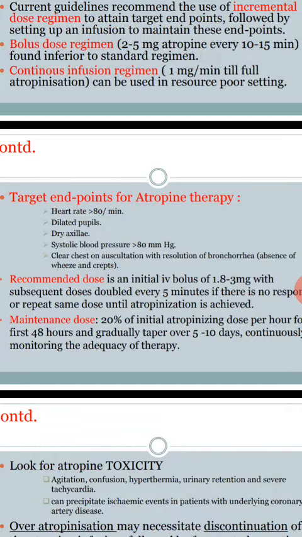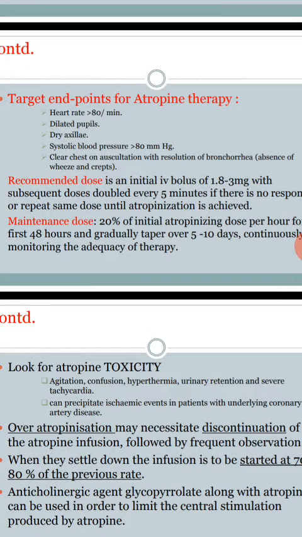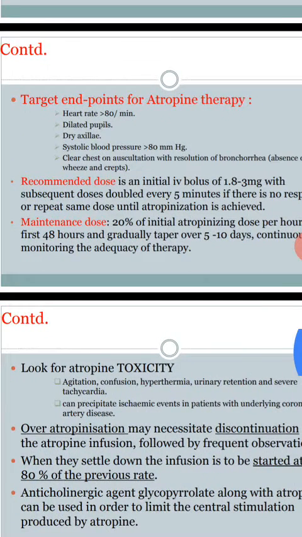So what is meant by atropinization? These are the endpoints of atropine therapy: heart rate increased to more than 80, dilated pupils, dryness of mouth, and increase in blood pressure. These are considered the targeted endpoints for atropine therapy. Once they are reached, you can stop the atropine treatment. The recommended dose is 1.8 to 3 mg, with subsequent doses doubled every 5 minutes if there is no response, or repeat the same dose until atropinization is reached.